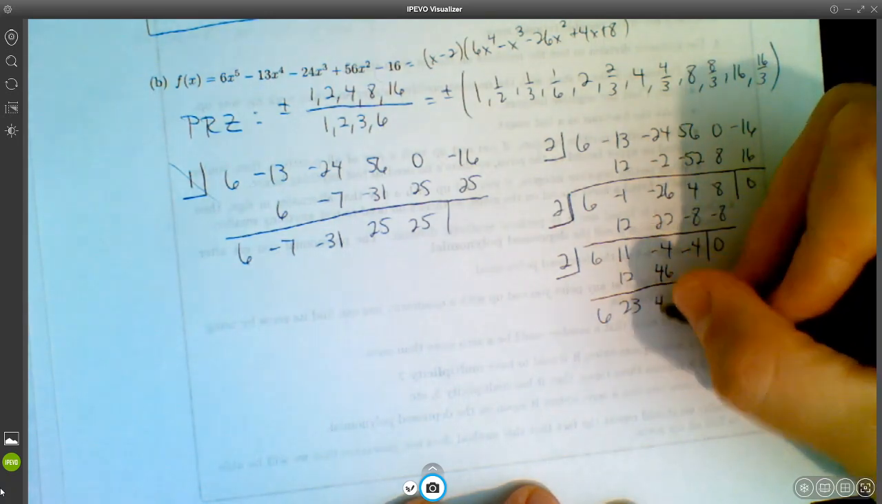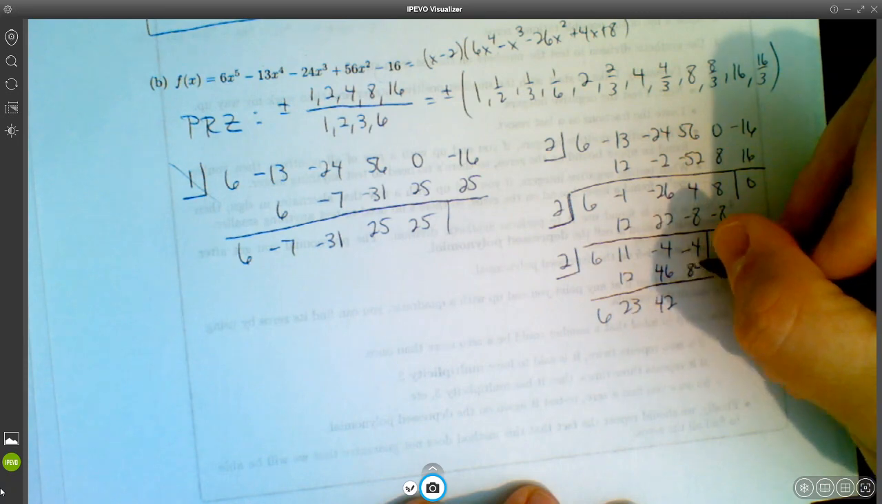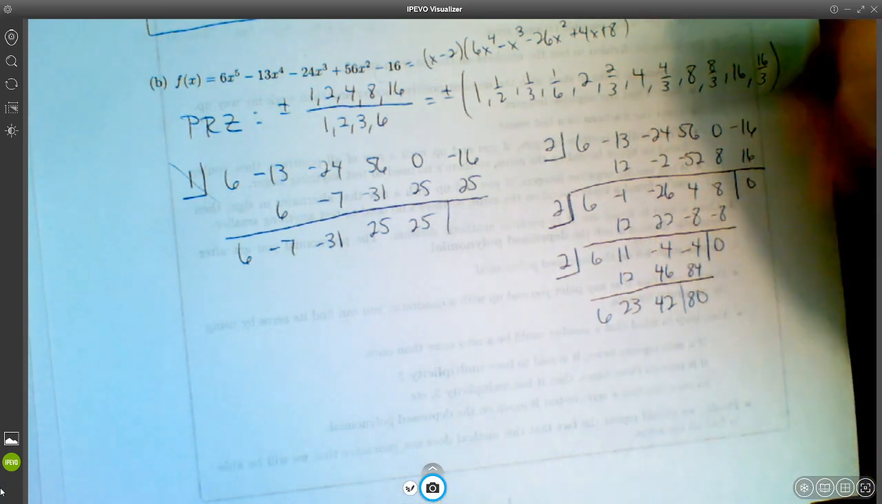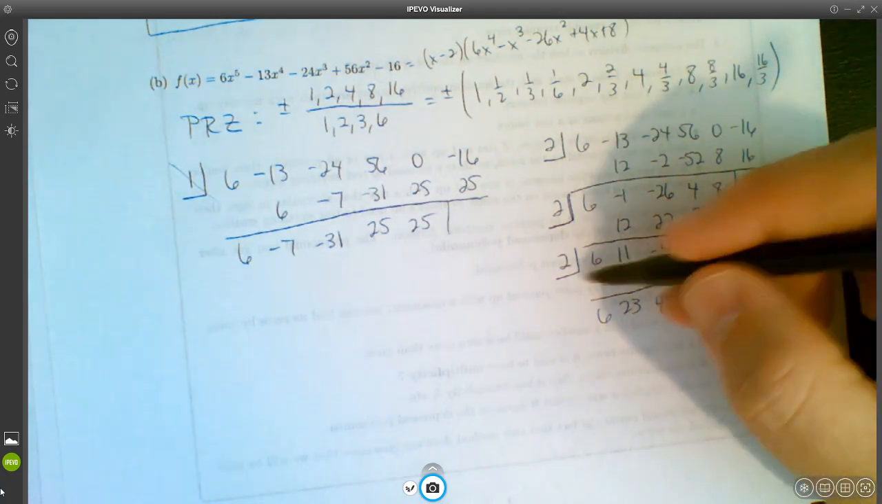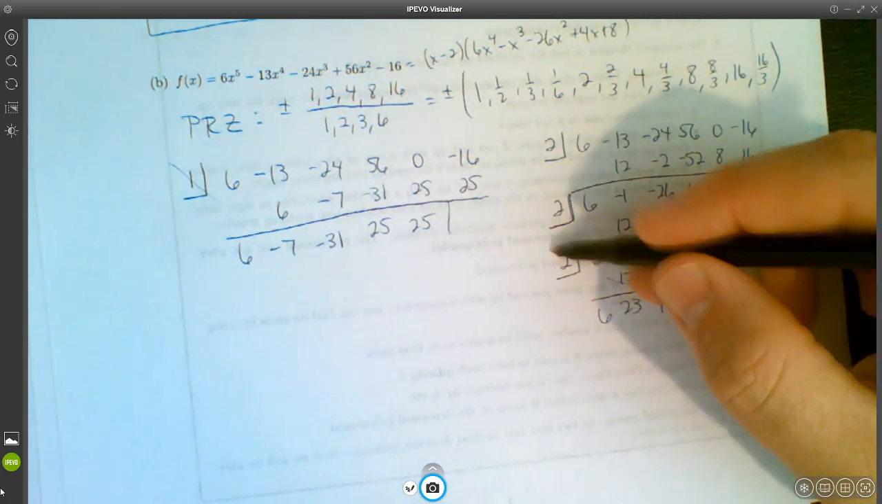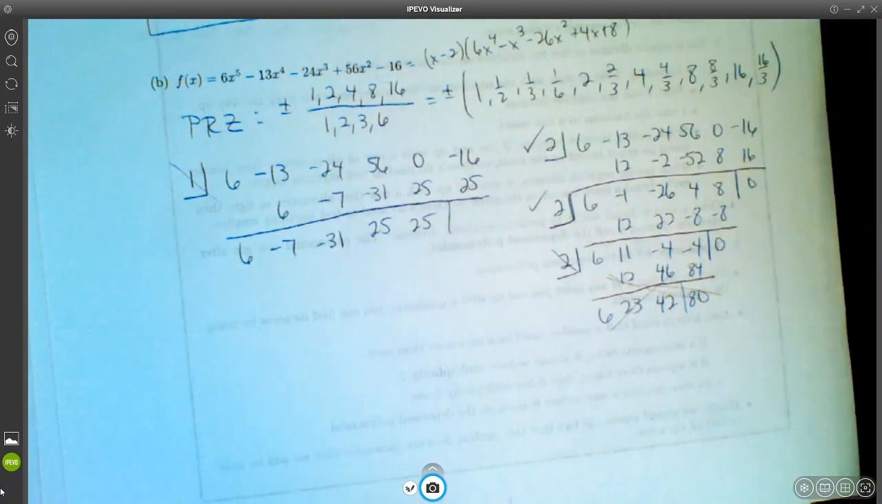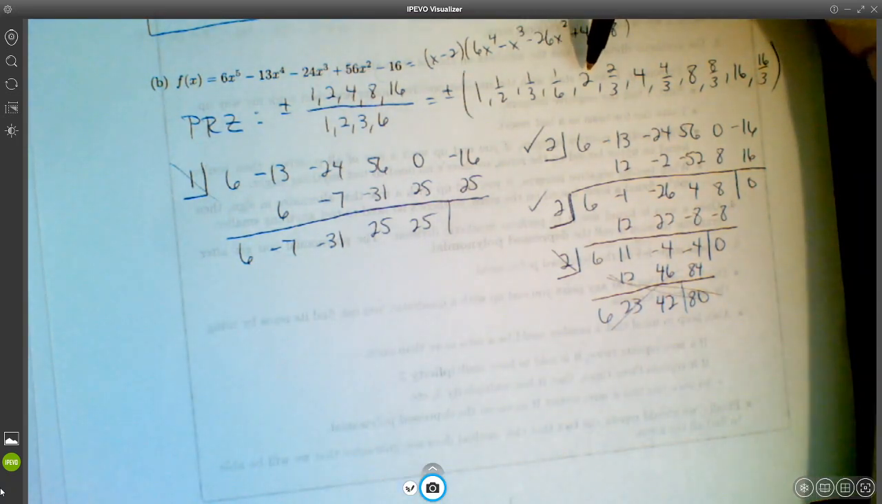46 minus 4 is 42. 84. 80. So no. So 2 is not a 0 again. It is a 0 these 2 times. I'm going to put a check mark next to them so that I remember what I've tested so far. Okay, but 2 is not a 0 again.